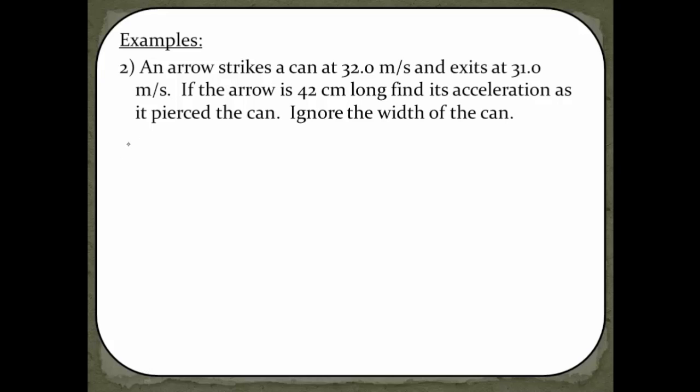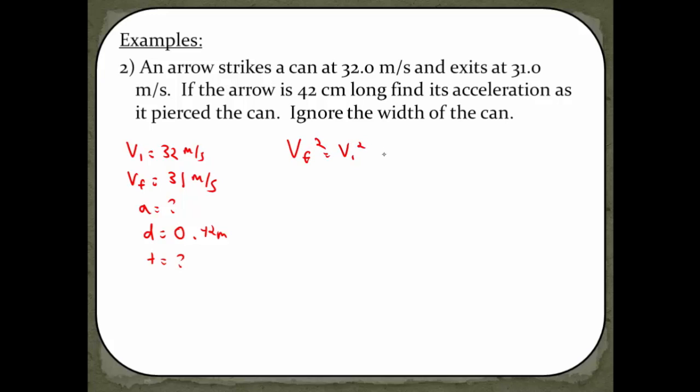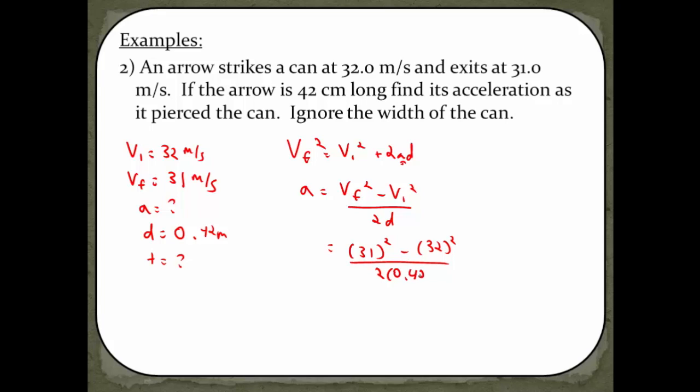Let's write out what we know. We know that our initial velocity is 32 meters per second. We know that our final velocity is 31 meters per second. Do we know what our acceleration is? Nope. Do we know what our distance is? Yep, it's 0.42 meters. And do we know what our time is? No, we don't. So we have distance, we have Vf, we have Vi, we need A. Again, that sounds like Vf squared equals Vi squared plus 2AD. We have to solve for A. I'm going to skip some steps, and A is equal to Vf squared minus Vi squared divided by 2D. Plug in our values. Our Vf is 31 squared minus Vi, which is 32 squared, divided by 2 times our distance, which is 0.42 meters.